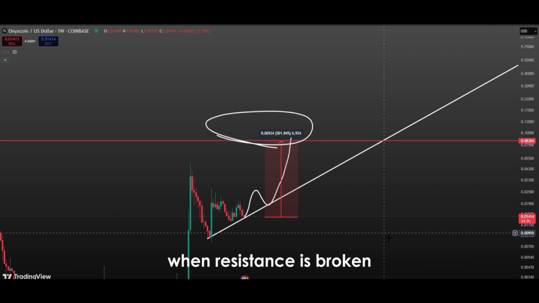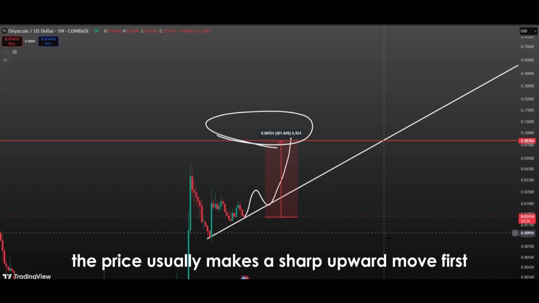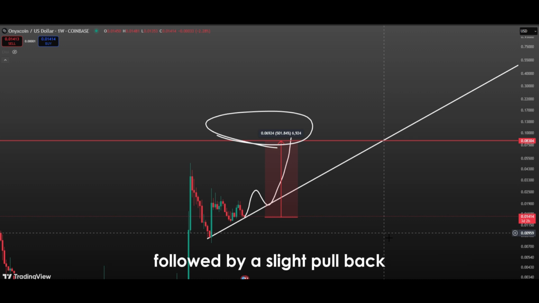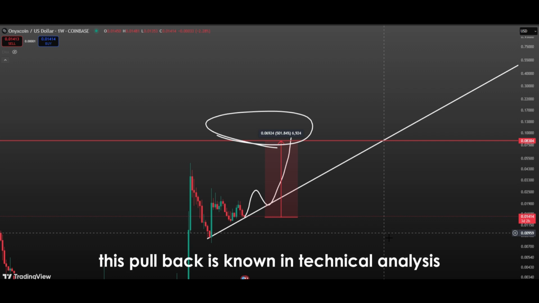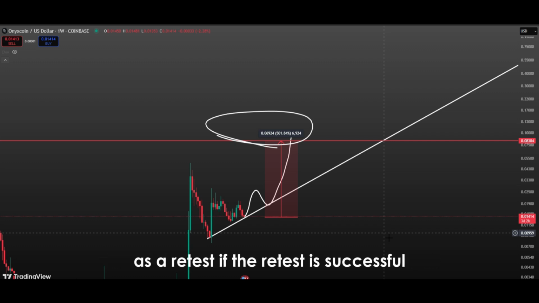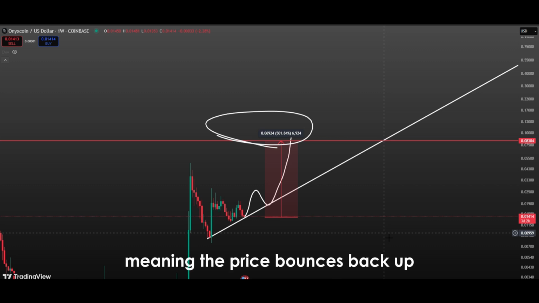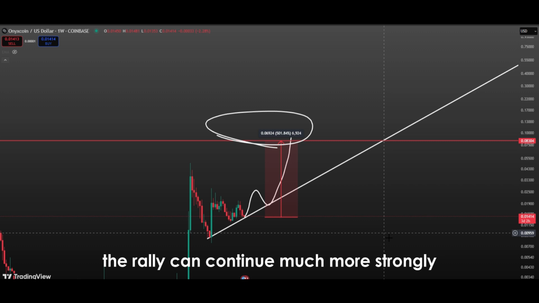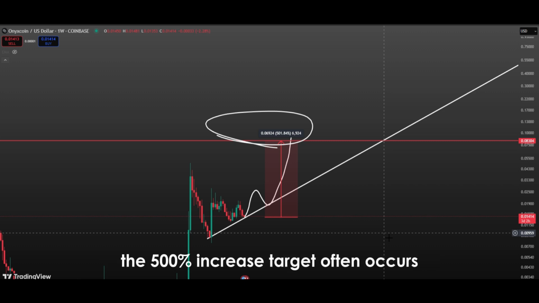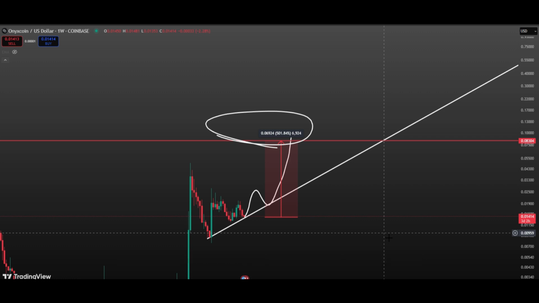When resistance is broken, the price usually makes a sharp upward move first, followed by a slight pullback to test the broken level. This pullback is known in technical analysis as a retest. If the retest is successful, meaning the price bounces back up, the rally can continue much more strongly. The 500% increase target often occurs in these successful breakout scenarios.